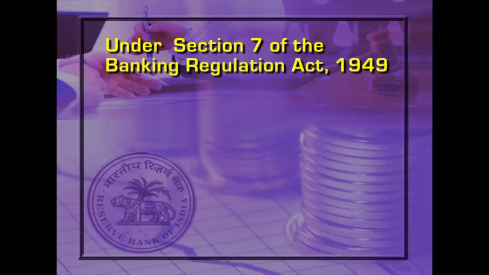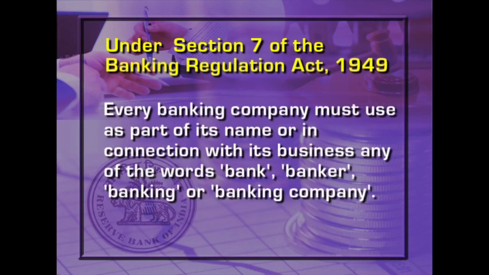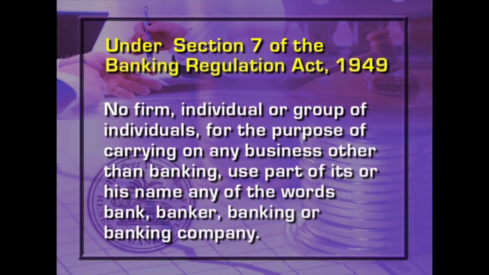The scope of banking is expanded in the present commercial scenario by this Act and also other connected legislations which are narrated in detail in the following lesson 2. Under Section 7 of the Banking Regulation Act 1949, every banking company must use as part of its name or in connection with its business any of the words bank, banker, banking, or banking company. No firm, individual, or group of individuals for the purpose of carrying on any business other than banking business use part of its or his name any of the words bank, banker, banking, or banking company.